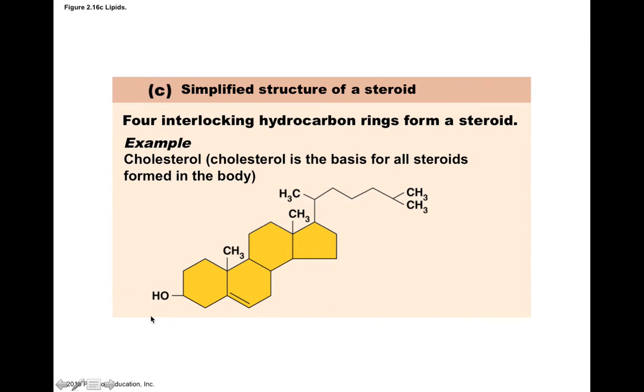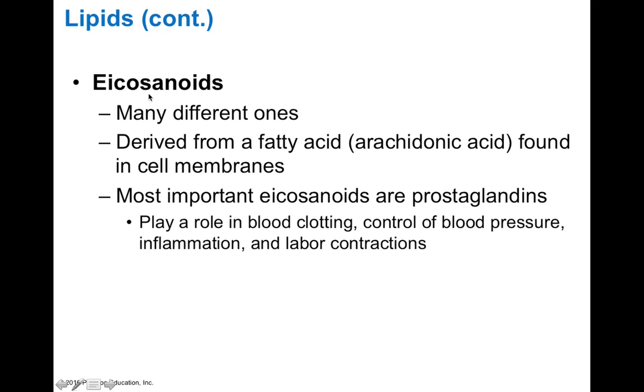Now this is just showing the general structure of a steroid. Remember, we have 4 interlocking rings here and a little bit of a chain on the side. And this is just an example of cholesterol. So the cholesterol is important because it forms the basis for all steroids formed within your body. Now you don't need dietary cholesterol. However, it's important to have some cholesterol in your diet in order for steroid synthesis. However, this is a non-essential type of molecule because your body, especially your liver, can synthesize its own cholesterol from other biomolecules.